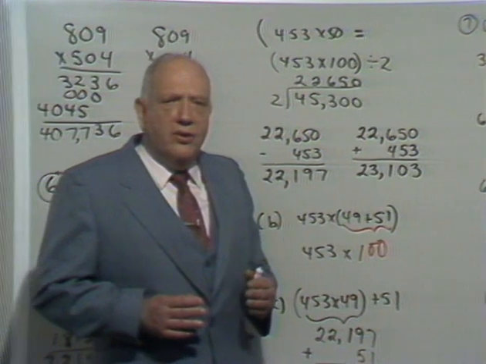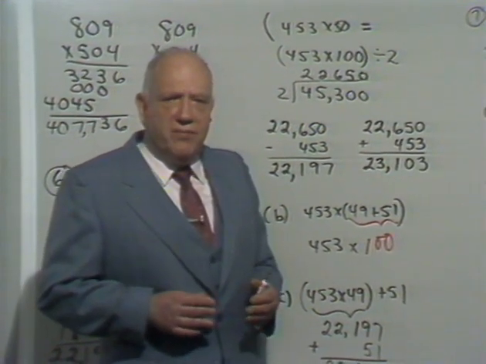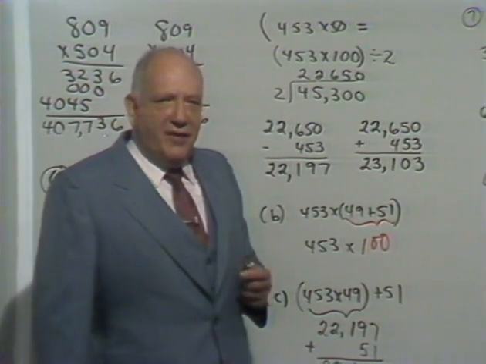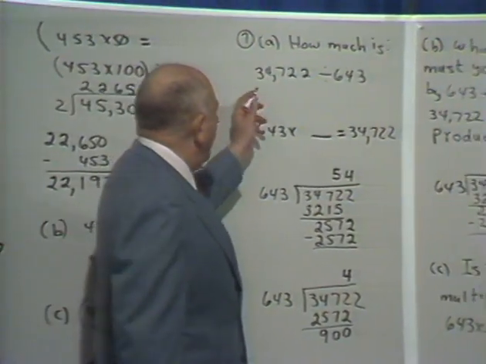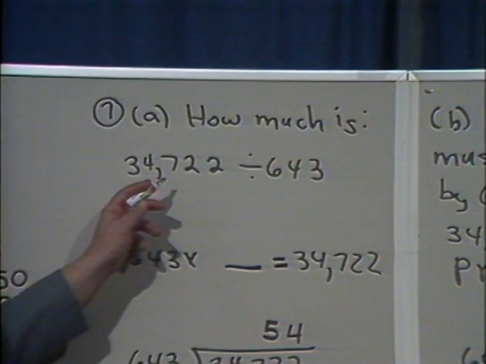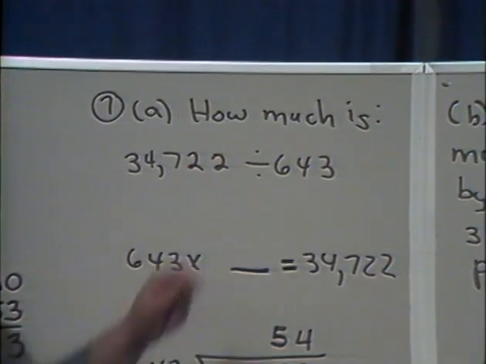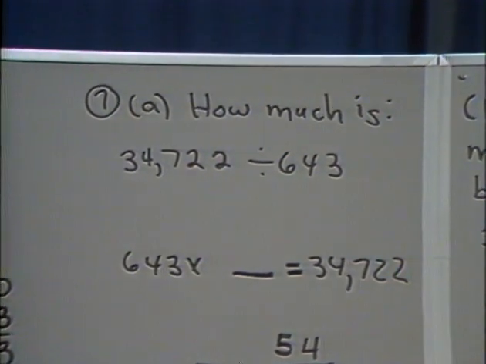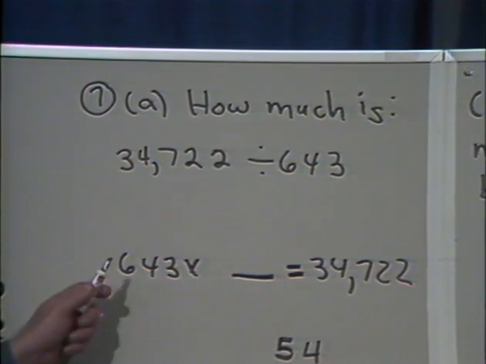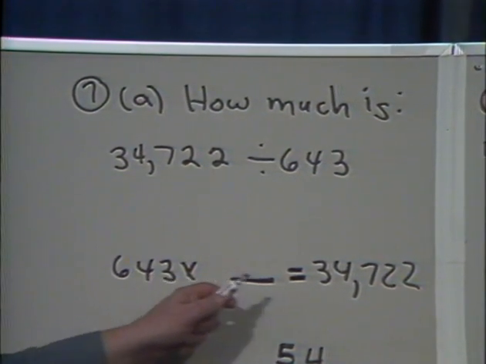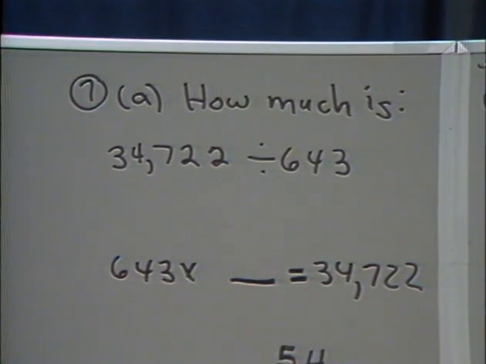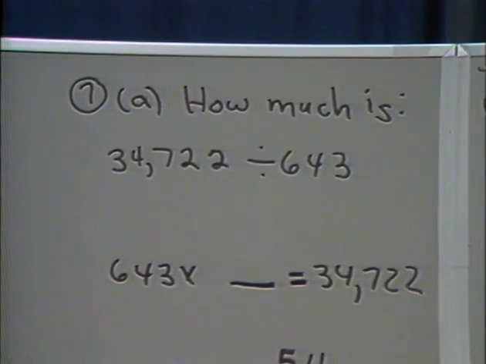Now what I want to do is turn our attention to the division process. Okay? Let's do some of the division problems. Problem number 7 says, how much is 34,722 divided by 643? And as a multiplication problem, what it really says is, what must you multiply by 643 to get 34,722?